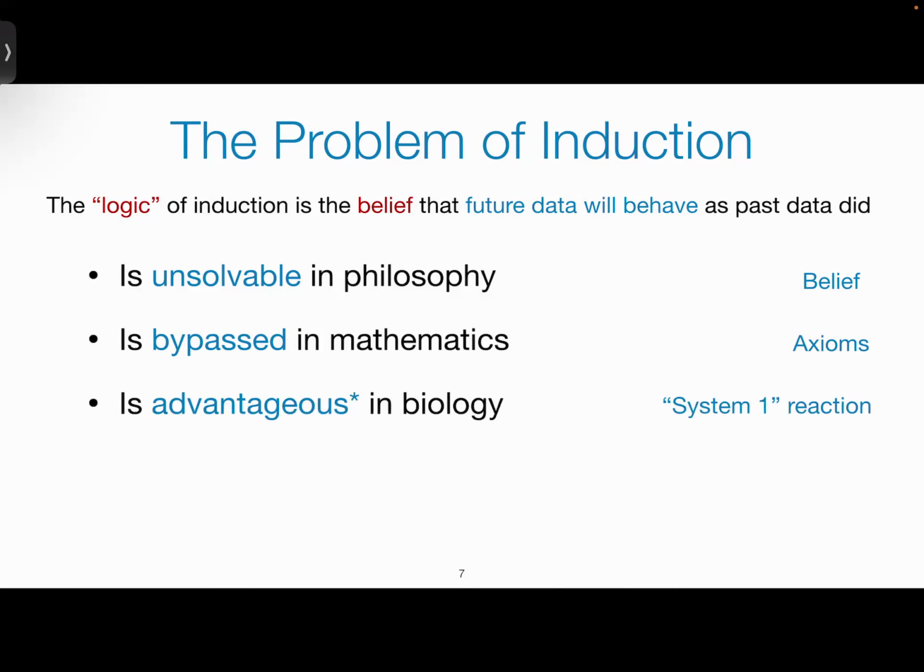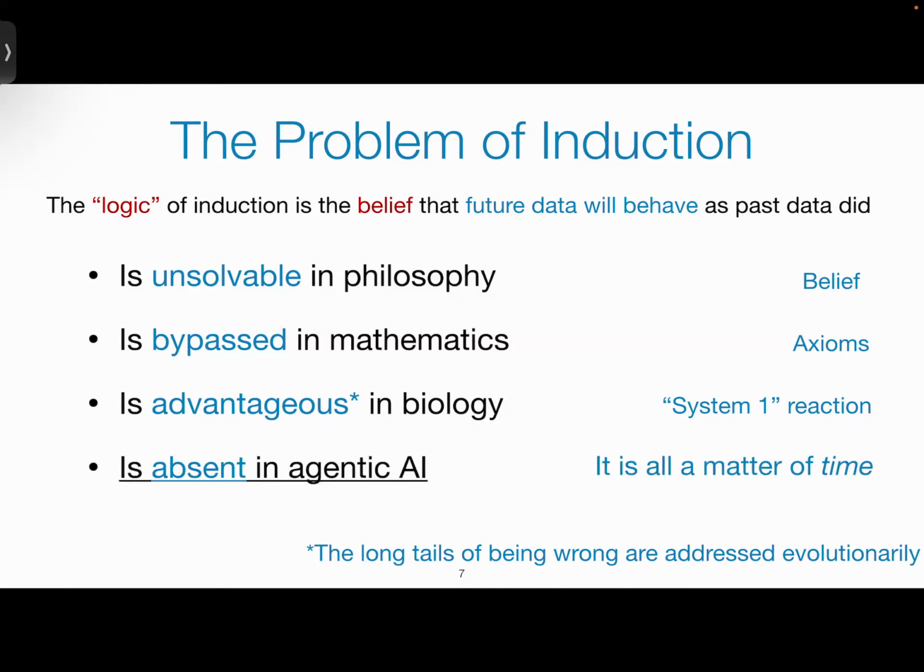Now, in biology, this is what we do. This is called system one behavior, reactive behavior. You have some procedures that worked in the past, you apply them in the future and cross fingers, and the reason we do it is that most of the time it actually works. Except that sometimes it doesn't, and when it doesn't, in biology, that's taken care of by evolution. You eat the fruit, it was poisonous, you die, too bad, your friends will see you, they will not eat the fruit. But the message here is that the problem of induction is absent in agentic AI, and that is a game changer.